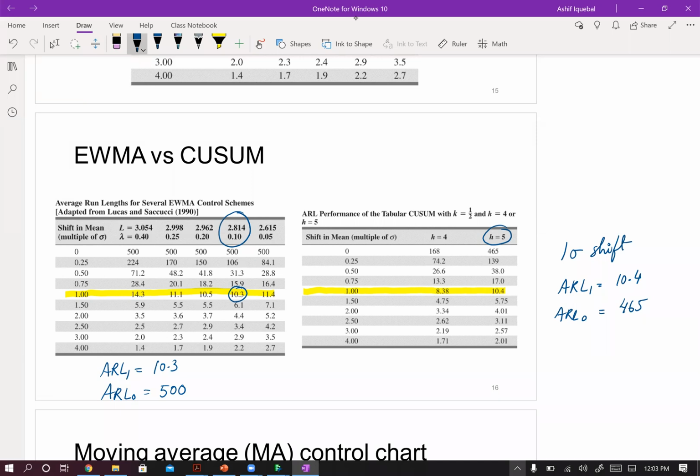These are some tables that you might want to keep in your toolbox whenever you are doing some modeling or some research or maybe working for an industry. You will know what the values of ARL0 and ARL1 are for different values of the parameters lambda, L, or H. All right, let's stop here.